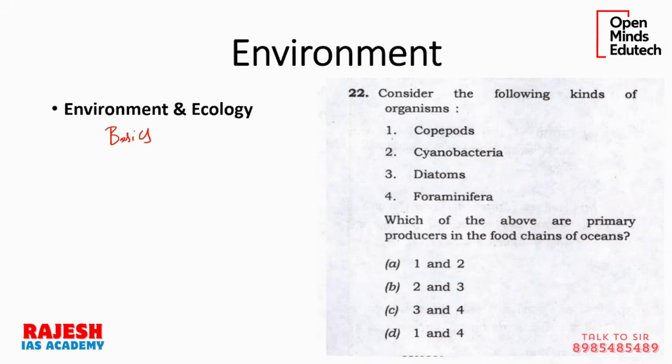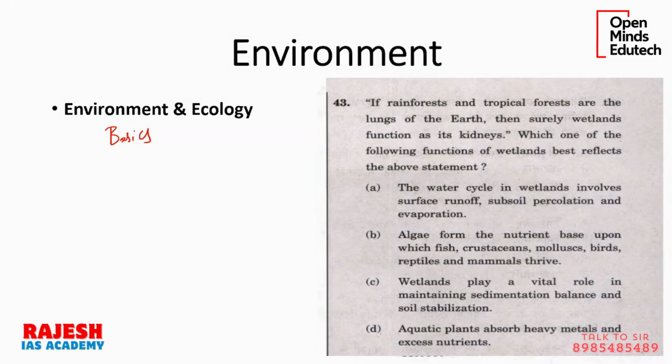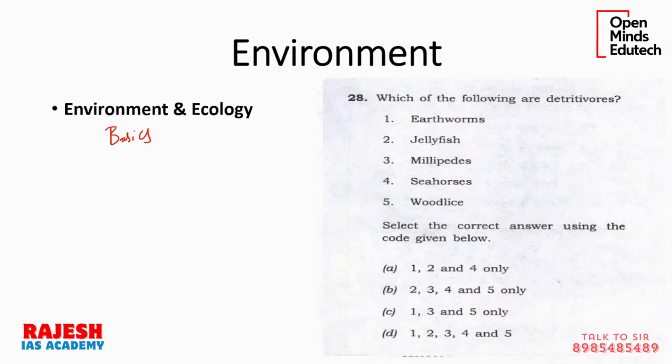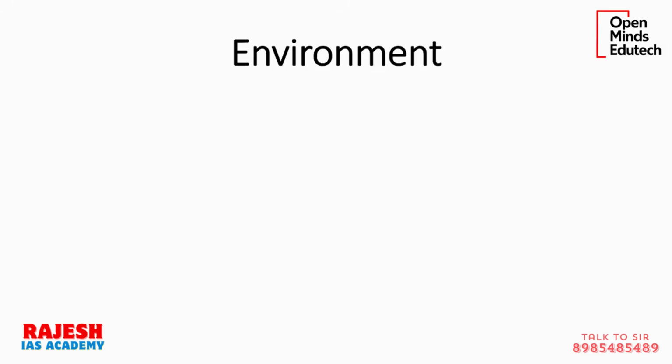So you can see here there is a question on food chain. Okay, then you can see again there is a question on wetland ecosystem. Okay. So there is a question on biogeochemical cycles, how cycles operate. You will read in this environment and ecology. Then various types of species in an ecosystem, role of species in a given ecosystem. Okay, so this is about the environment and ecology, which is the first part.